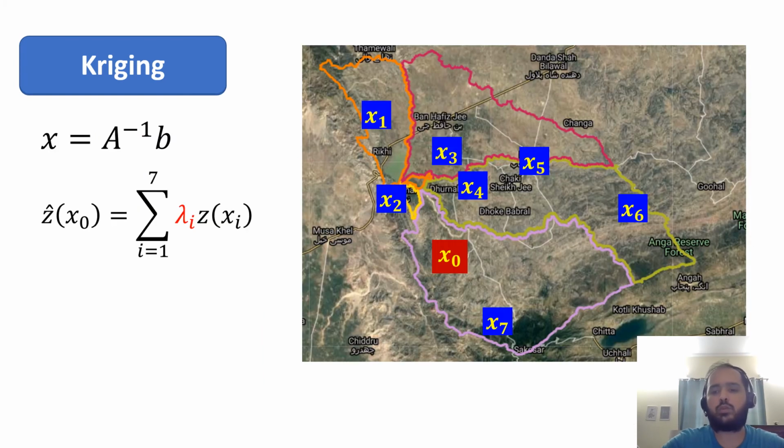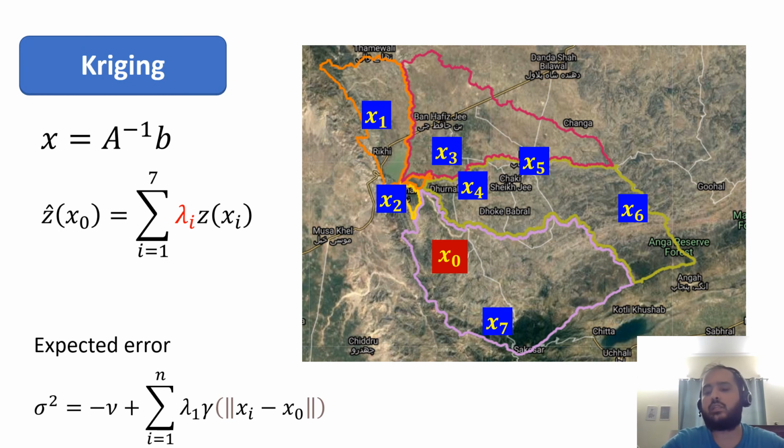So now, once you've set up the Kriging system, you can simply do x equals A inverse B, and you will get the weights lambda, and then you do the estimate by just multiplying the individual lambdas with the individual sensor measurements, and then you get the expected value, the estimated value of the rainfall.